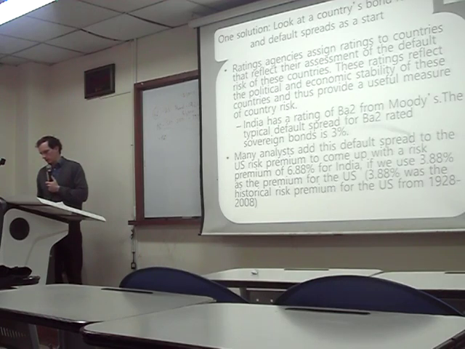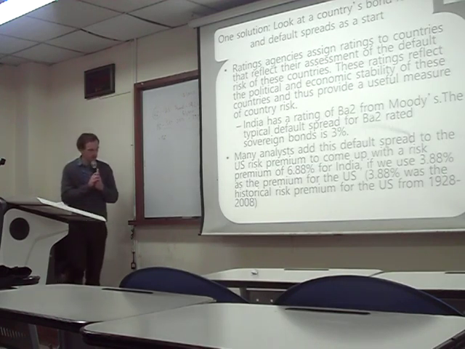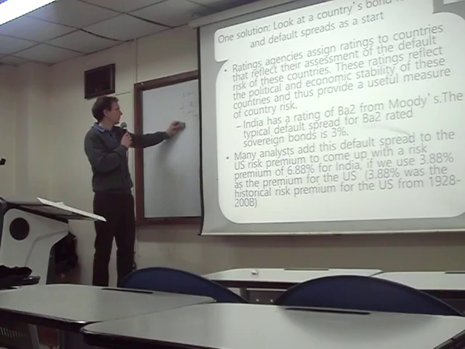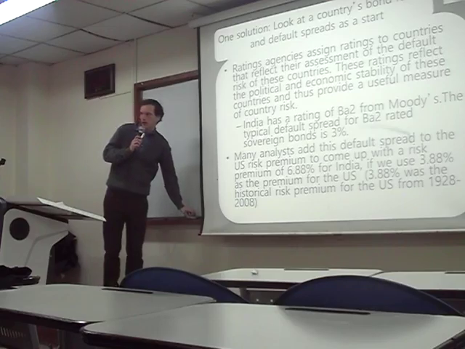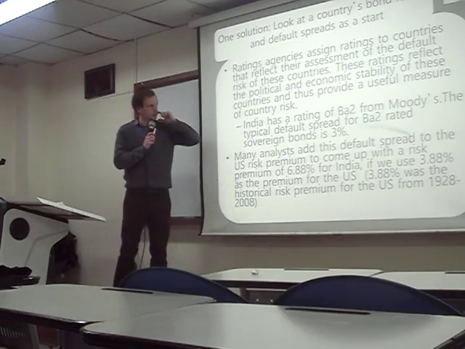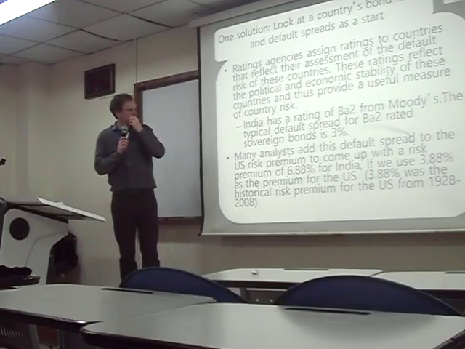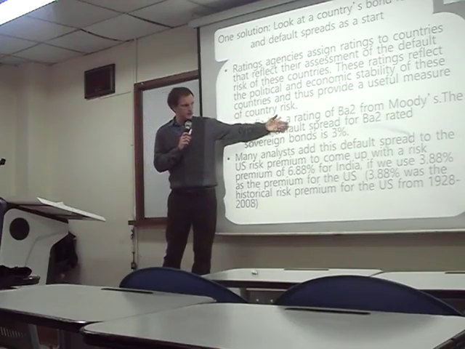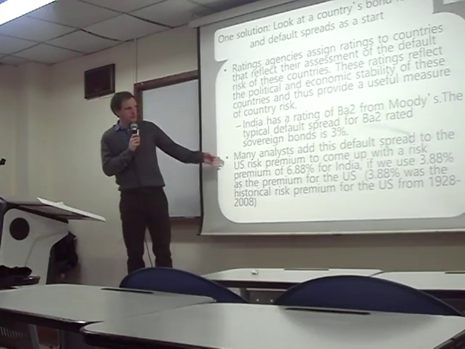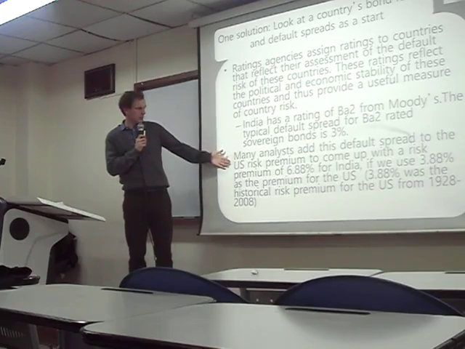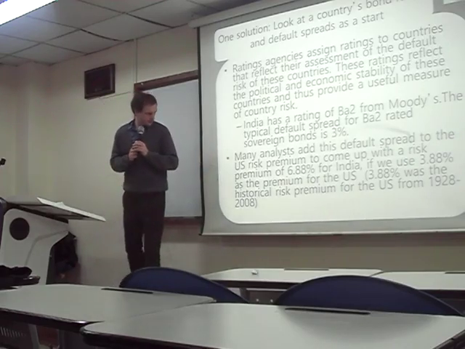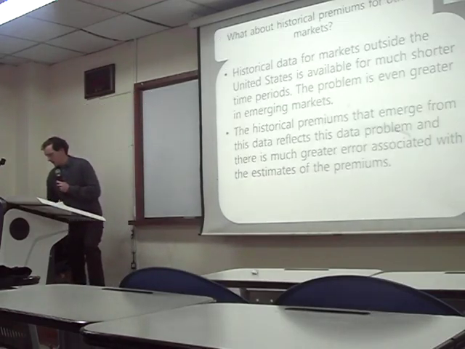So, what about historical data for markets outside the US? It's available for much shorter time periods, especially in emerging markets and their stock markets. Some countries only started their stock market in the 80s or the 90s. So there's a big error because the histories are not that long. So we're going to see how we can find the data for emerging economies that don't have much historical data, using the historical way. We already talked about the rating agencies who give a default risk on the country.